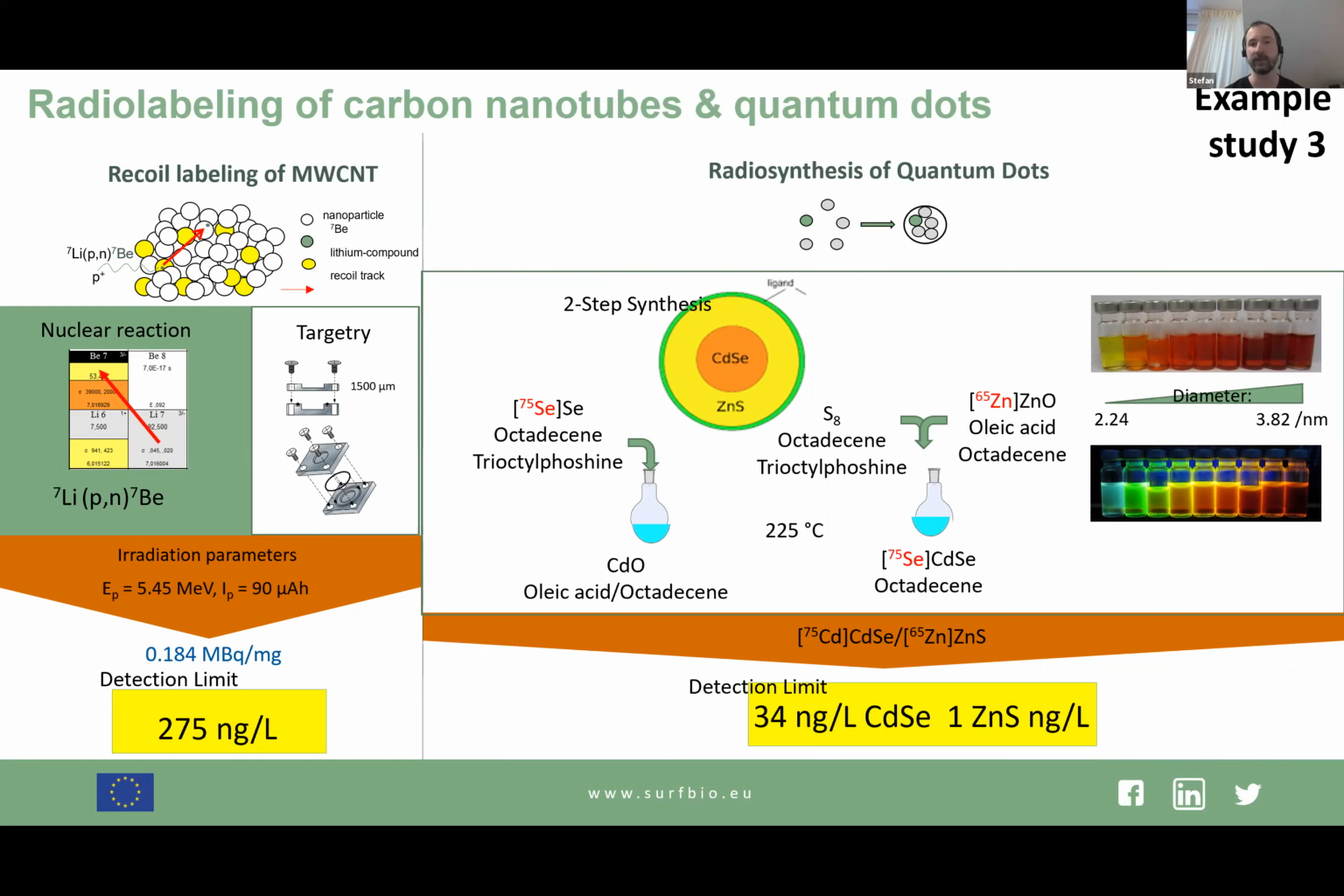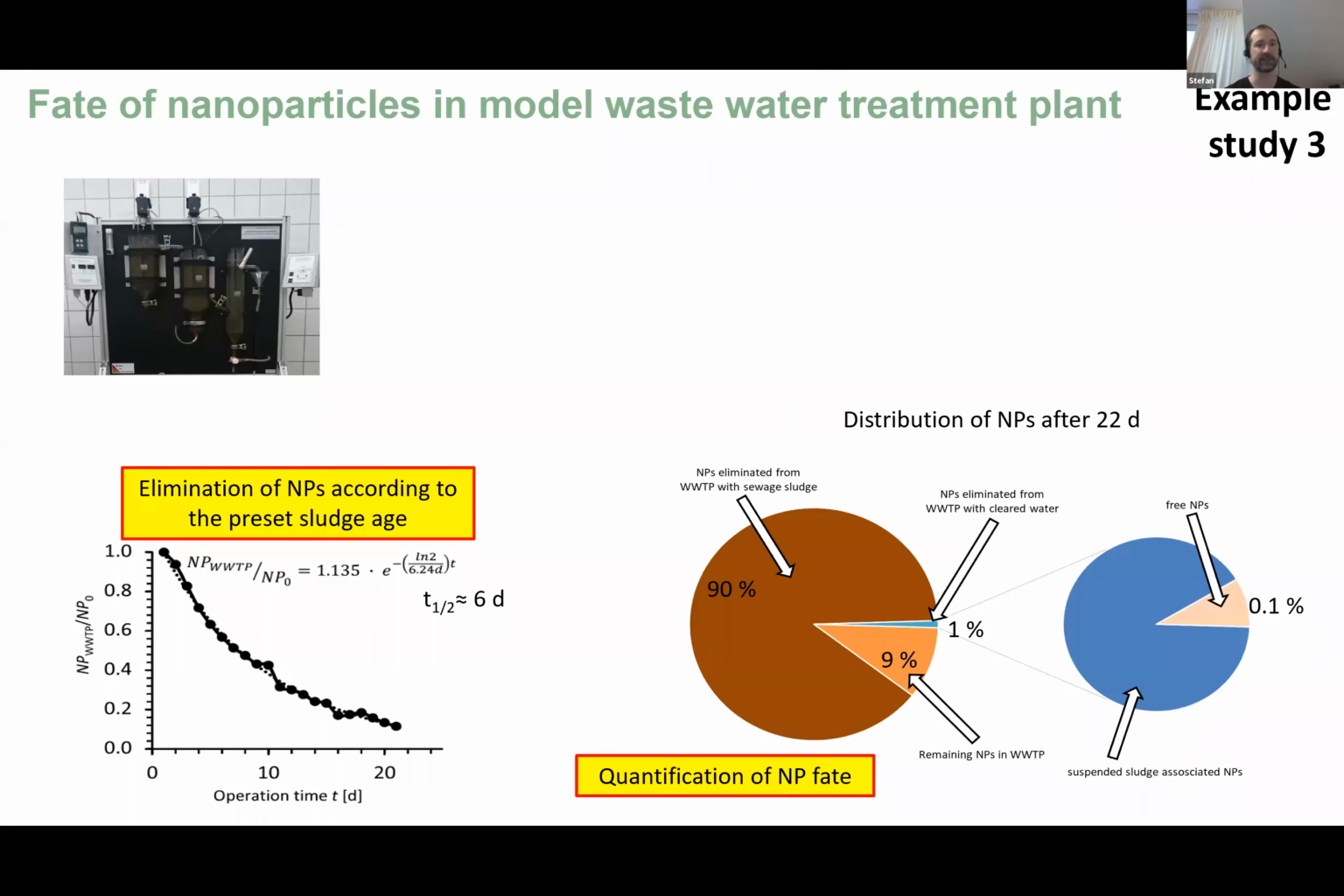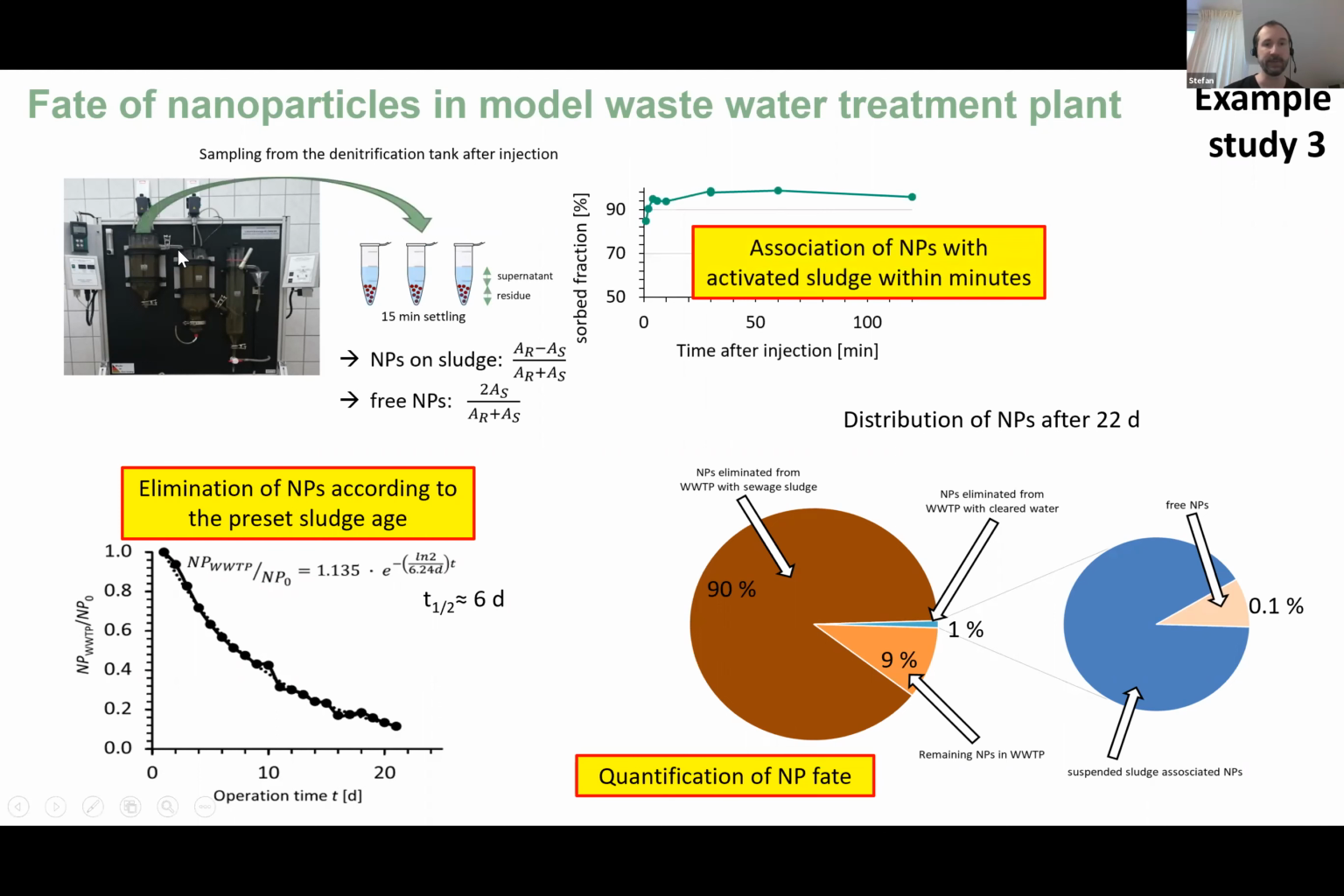And the other thing that we radiolabeled for this experiment was quantum dots, where we had a 2-step synthesis to yield cadmium selenide capped with zinc sulfide. Here we could radiolabel the core with selenium 75 and the shell with zinc 65. And these particles we used to look at the fate of nanoparticles in a model wastewater treatment plant, which you can see here in the upper left.